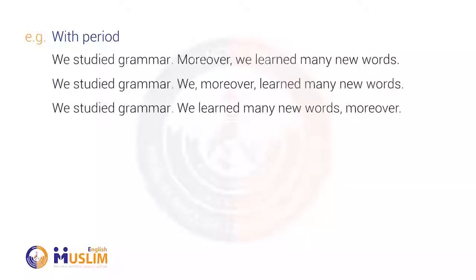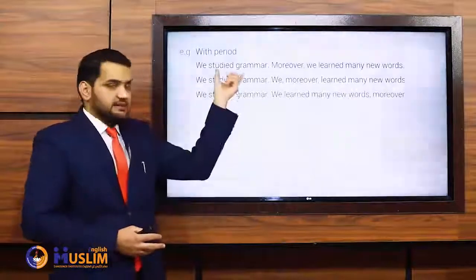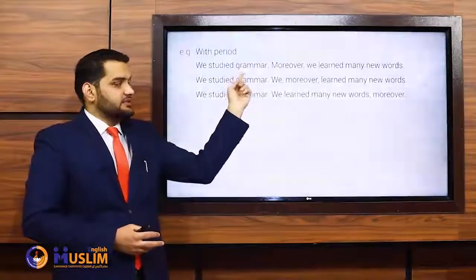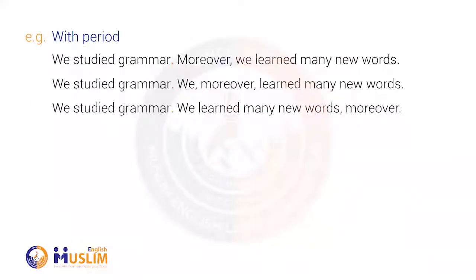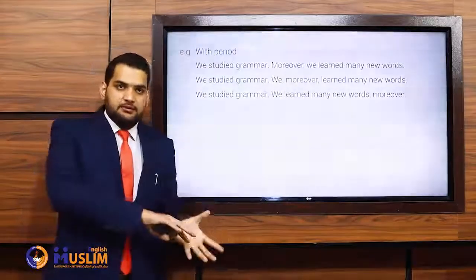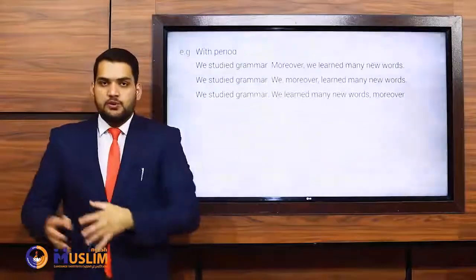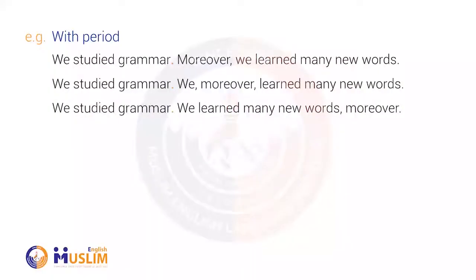Some more examples. We studied grammar. Now here, I want to add some information to the first idea. So, in addition to studying grammar, we did something else also. So we can say, moreover, we learned many new words. Now, besides learning grammar, we also learned many new words. That's called additional information. Instead of moreover, in this sentence you can also use furthermore or in addition.